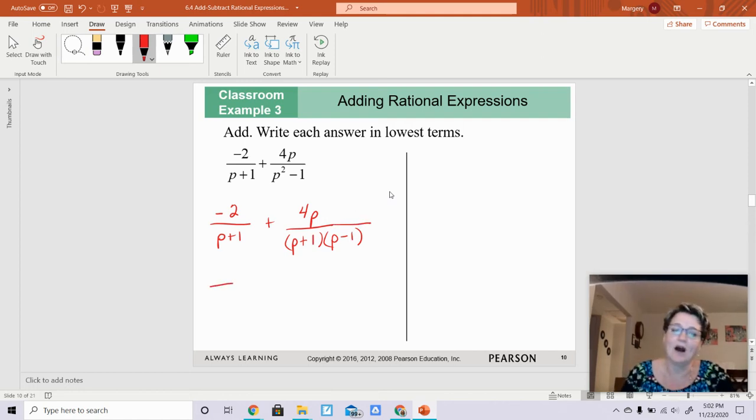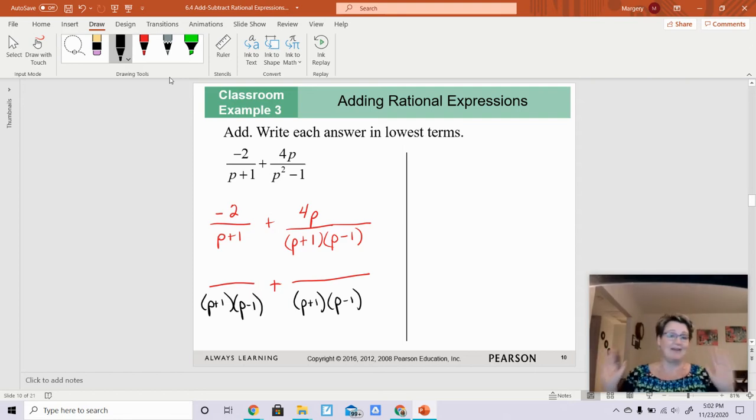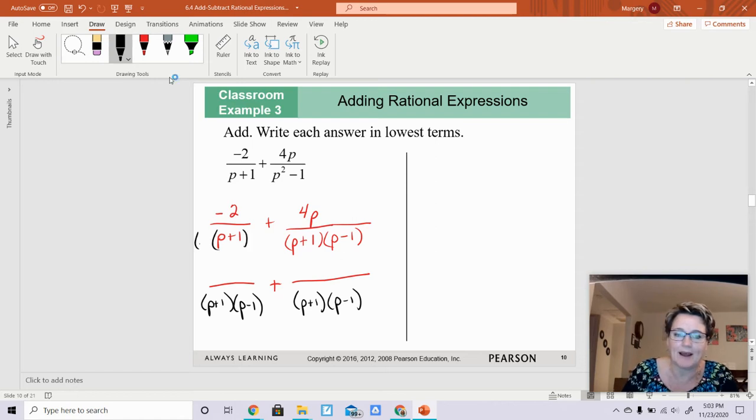Now, to get a common denominator, this is how you would do this. First of all, they both have a p plus 1, so that's awesome. Remember, they have to both have it. This one has a p minus 1, so they both have to have a p minus 1. So just to make sure, they have to have both of them, okay? So what would you do to p plus 1 to make it look like p plus 1 times p minus 1? Well, you would multiply it by p minus 1. Whatever you do to the bottom, you've got to do to the top.